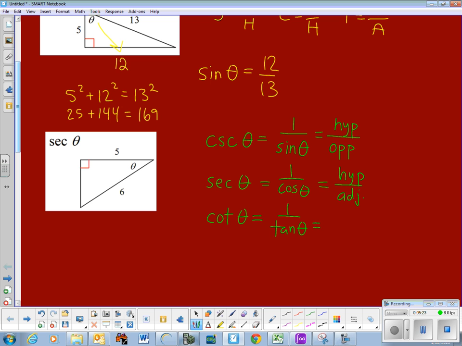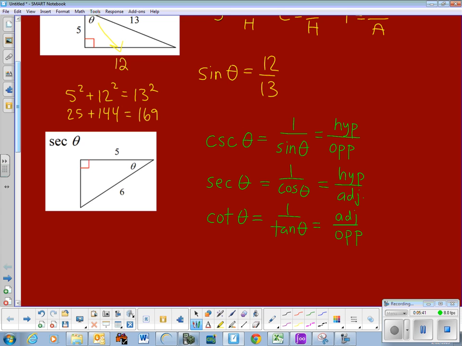And it is, since tangent is opposite over adjacent, it's adjacent over opposite. So by learning these three, which is really just flip-flopping the three you already have, you're able to have 6 total trig functions. So this next question says, what is the secant of theta?